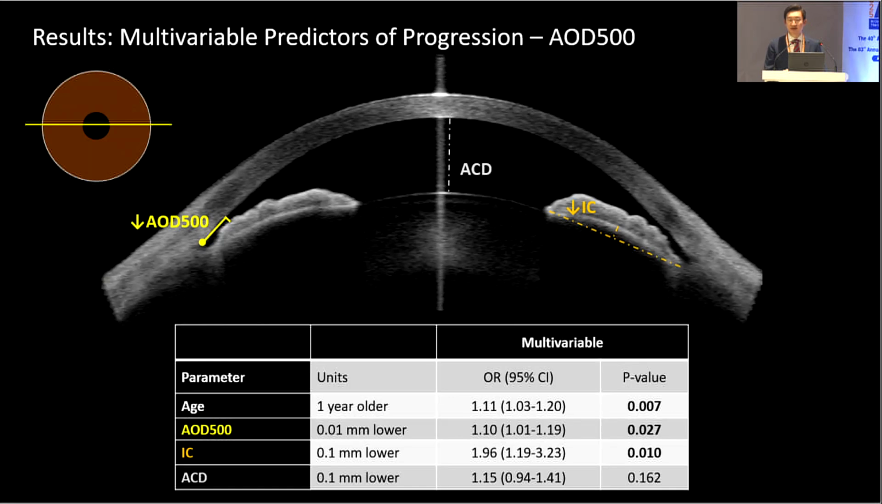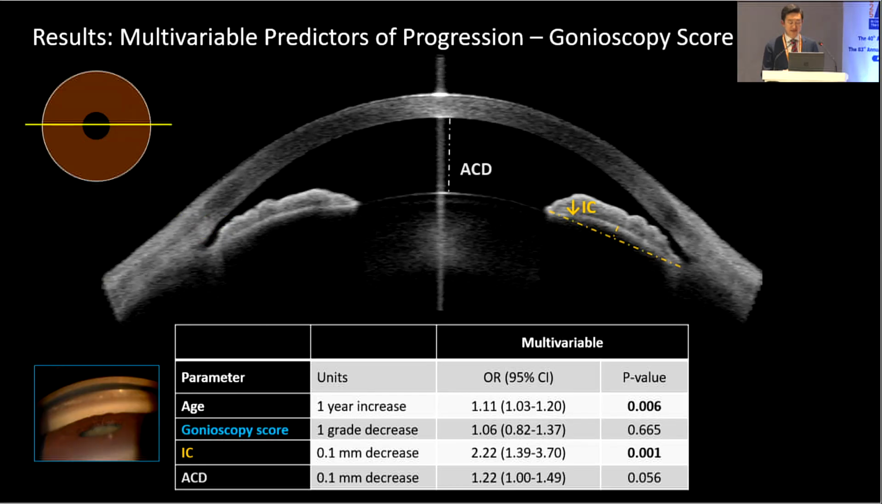Here in this multivariable model, our measurement of angle width is angle opening distance, or AOD. You can see that AOD, adjusted for age, iris curvature, and anterior chamber depth, is significantly associated with progression. Specifically, for every 10 microns smaller in AOD, the risk of progression increases by around 10%.